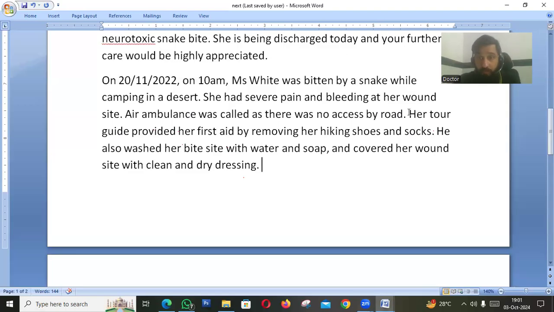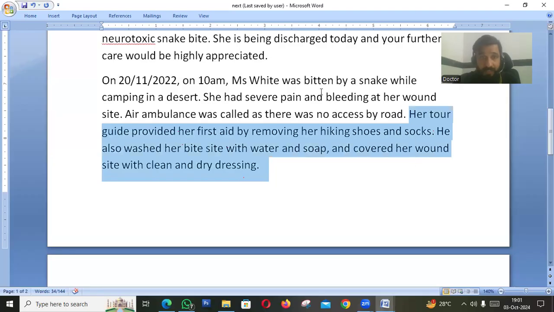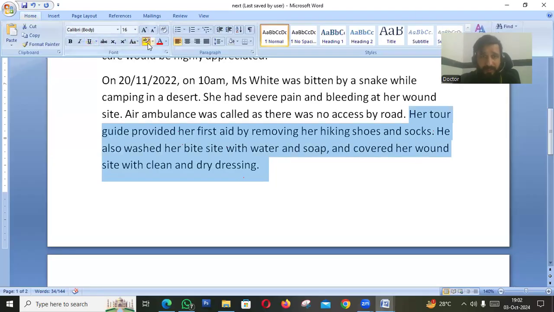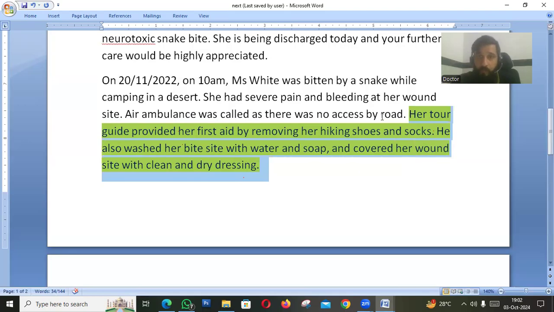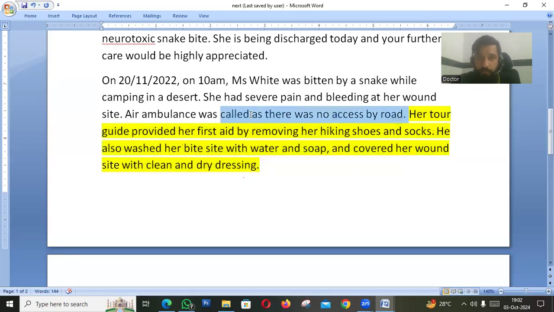So there was no need to write all of these details. You are writing to a doctor, not to a layman, okay? There was no need to write all of these things about the first aid. Just "first aid was given by tour guide" is enough. And there is no need to mention that there was no access by the road. Very good, excellent, so you can skip this. You can just say air ambulance was called. Even this you can skip, because you can mention the ambulance briefly somewhere else, okay?